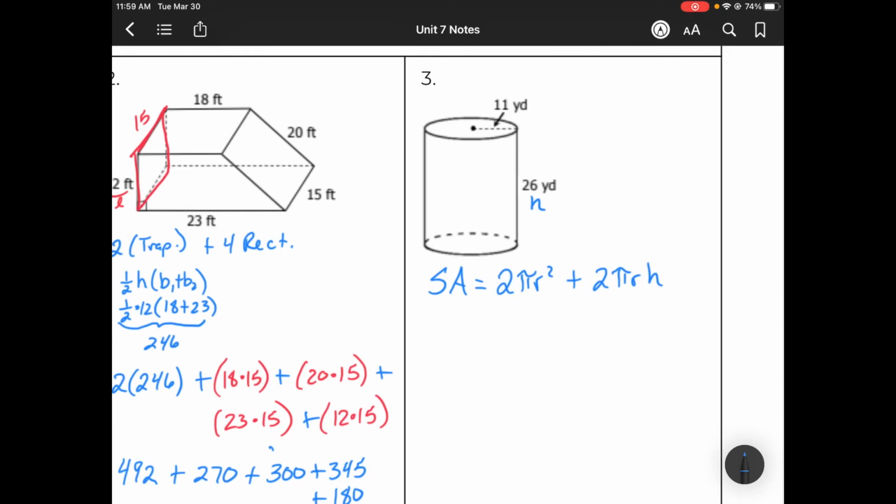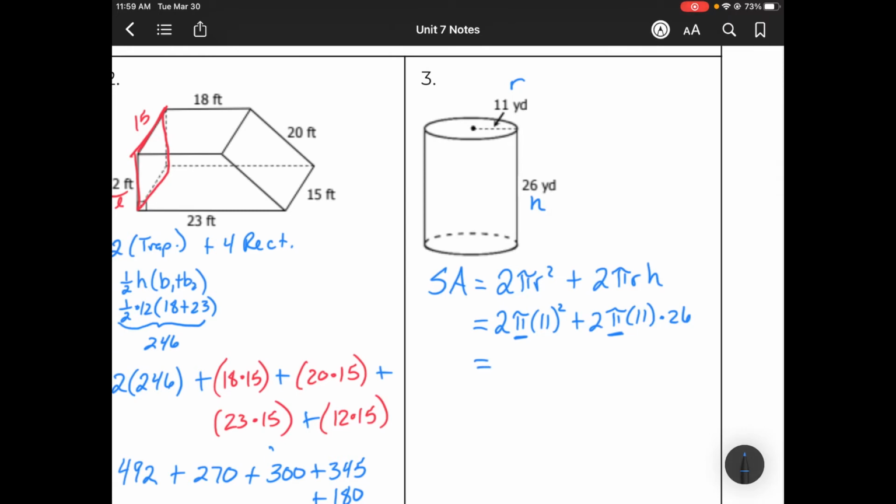So that's h. They give you the radius of 11 yards, so this is just a matter of plugging things in. I'm going to do 2 pi times that radius of 11 squared plus 2 pi times the radius of 11 times the height of 26. And then I start to simplify. I'm going to simplify everything except times pi, because both of these are in terms of pi, I can combine like terms in a minute.